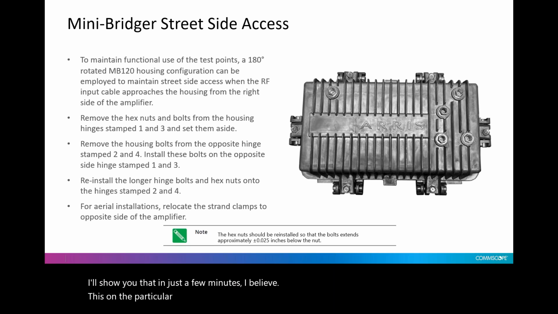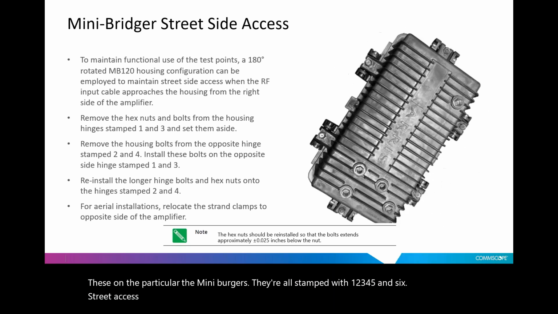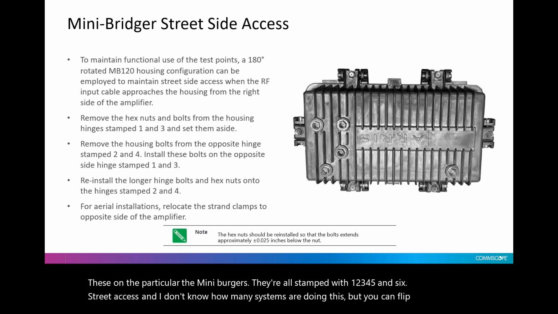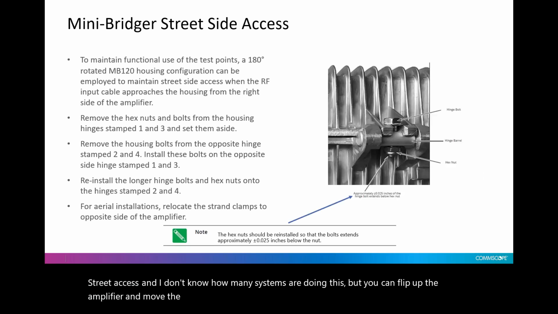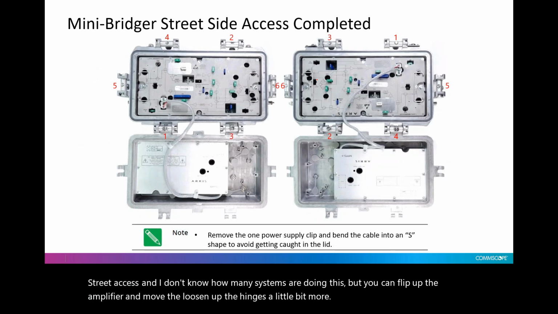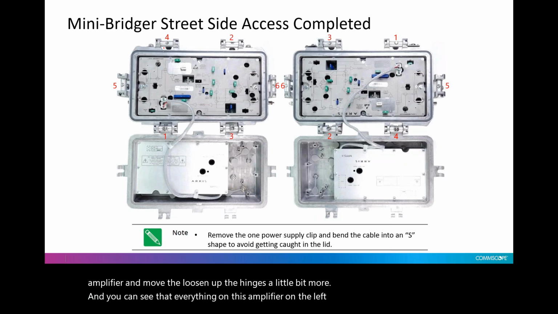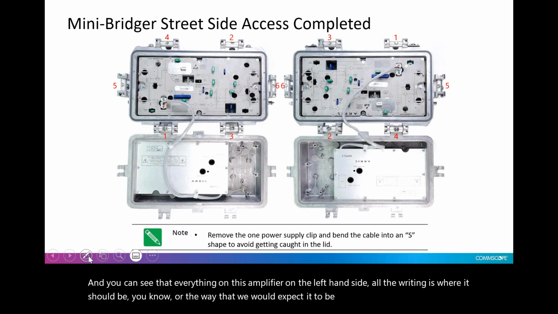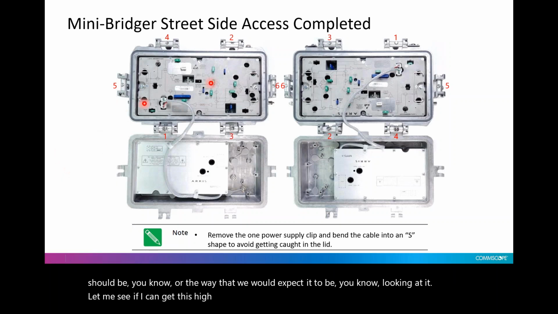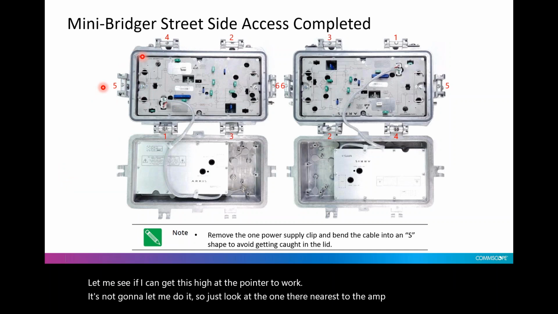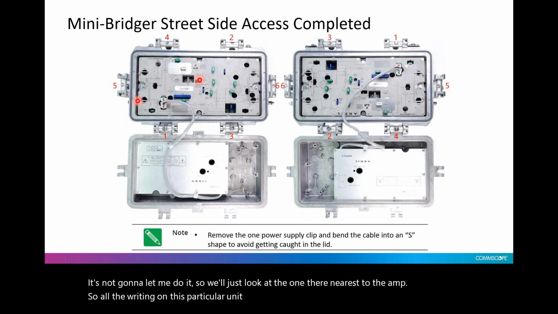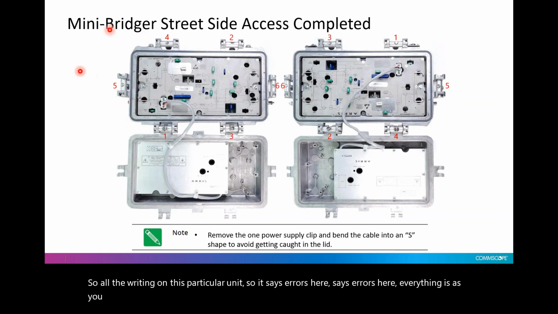On the particular mini bridgers, they're all stamped with 1, 2, 3, 4, 5, and 6. Street access. I don't know how many systems are doing this, but you can flip up the amplifier and loosen up the hinges a little bit more. And you can see that everything on this amplifier on the left-hand side, all the writing is where it should be, or the way that we would expect it to be, looking at it. Let me see if I can get the pointer to work. It's not going to let me do it. So just look at the one there, nearest to the amp. All the writing on this particular unit says Eris here, says Eris here, everything is as you would read it, as it hangs from the strand.